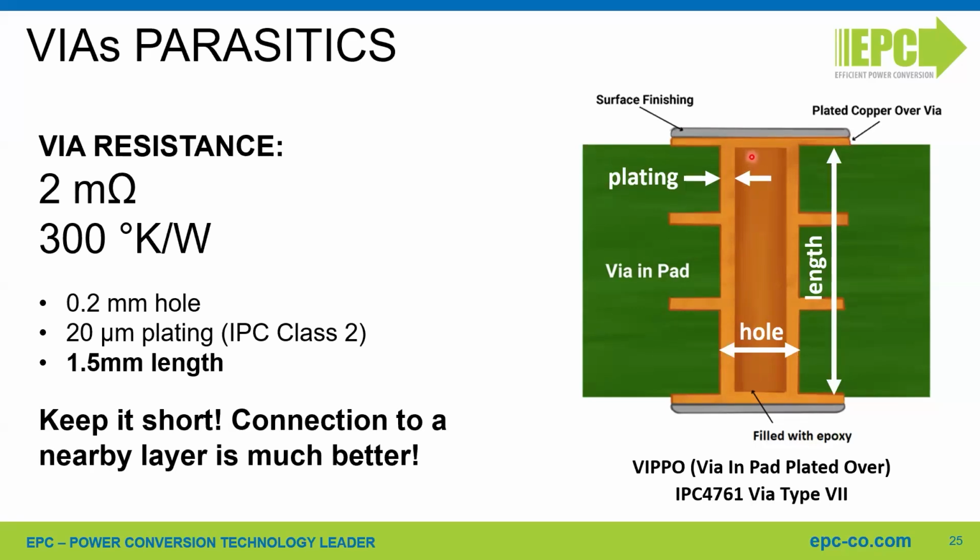The other option, so you have to fill the hole with something. Either it is epoxy, and this is a very cheap process, or you can fill with copper, and that is a very expensive kind of via, but it's very effective for lowering the RDS(on) and the thermal resistance from one side to the other of the PCB.